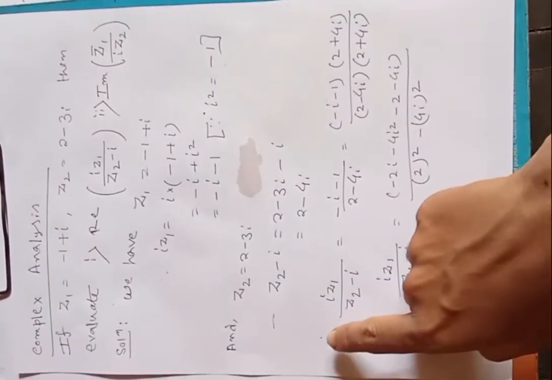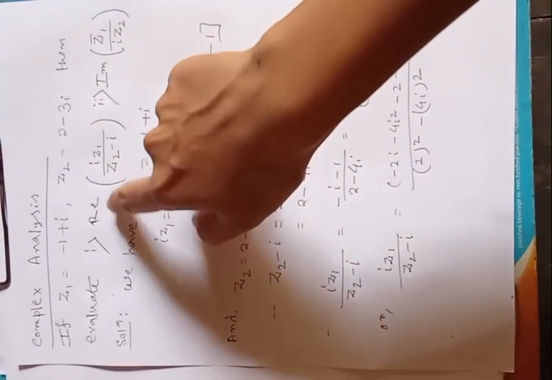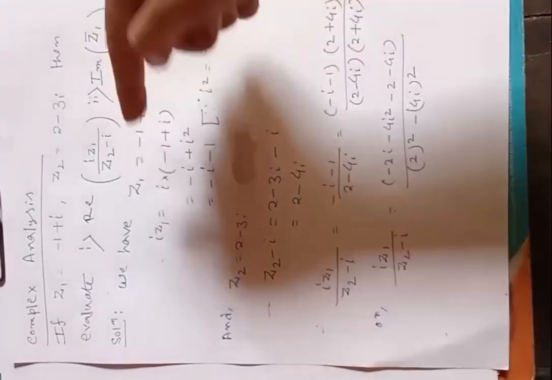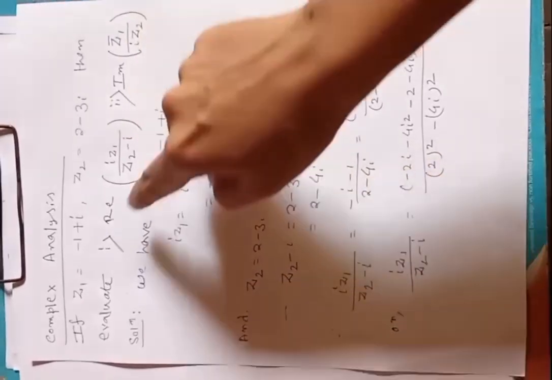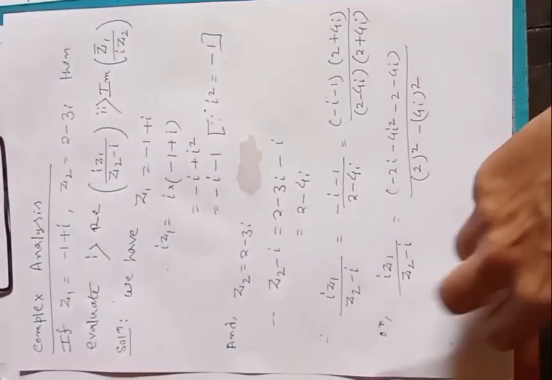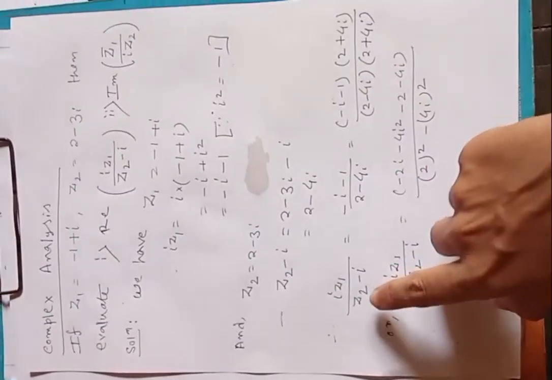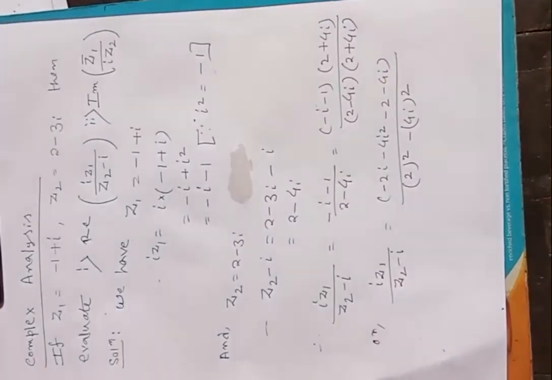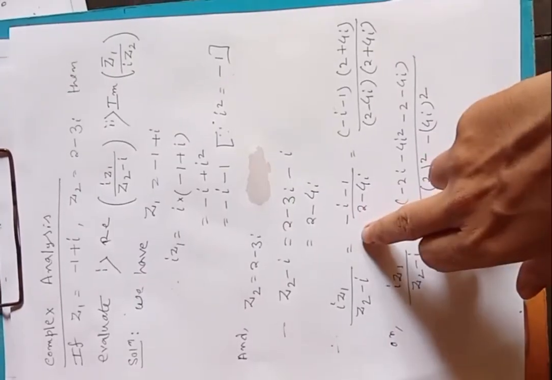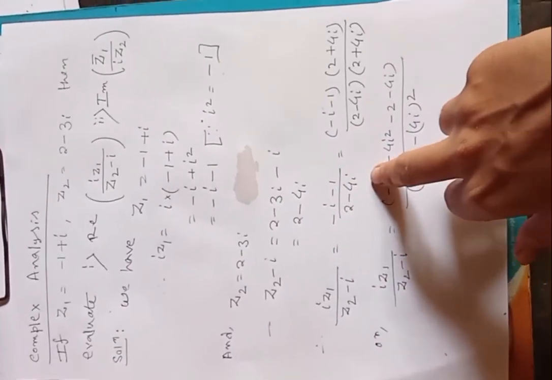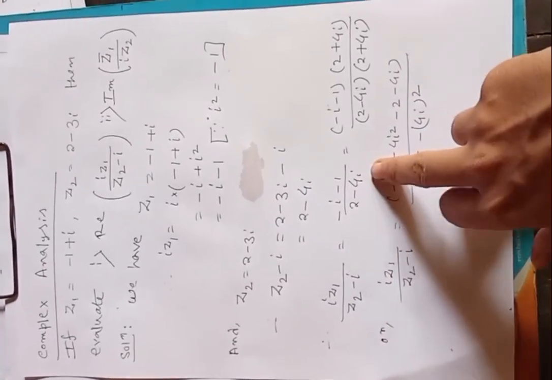Now we calculate iZ1 divided by Z2 minus i. Because to solve this real part of iZ1 by Z2 minus i, first we have to calculate iZ1 divided by Z2 minus i. Next we will see the real part and imaginary part of it. So iZ1 is minus i minus 1 and Z2 minus i is 2 minus 4i. So we can write iZ1 divided by Z2 minus i equal to minus i minus 1 divided by 2 minus 4i. Here our numerator is minus i minus 1 and denominator is 2 minus 4i.